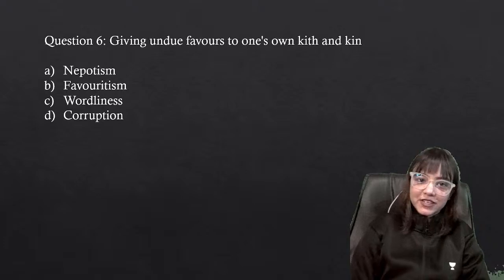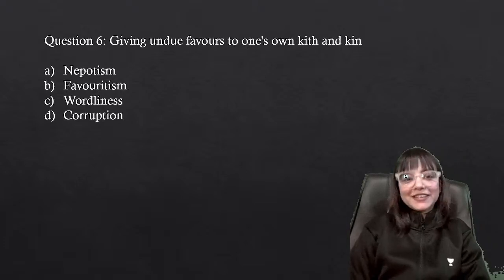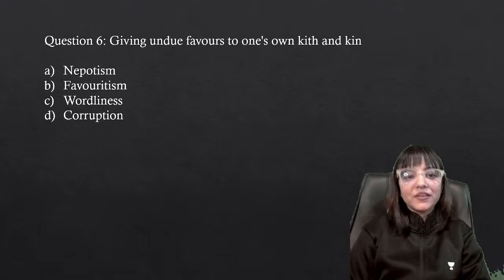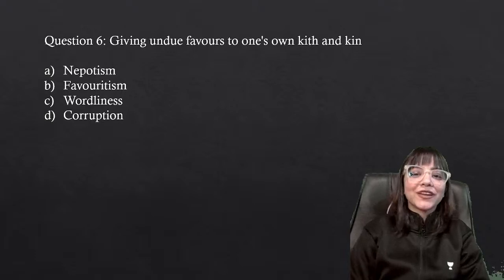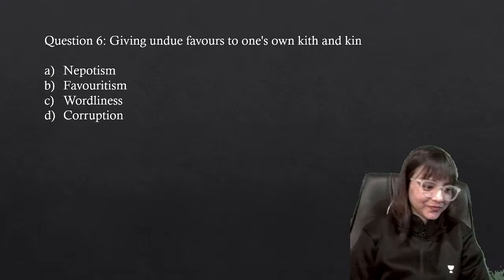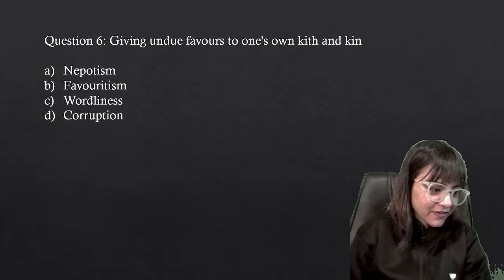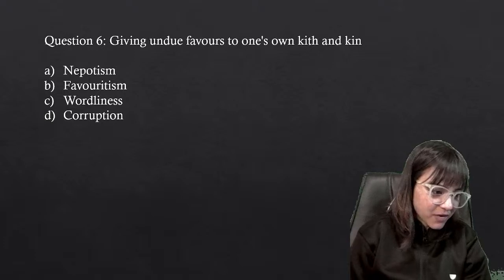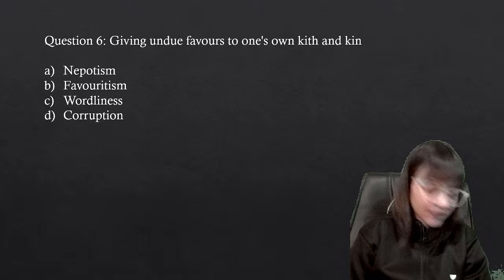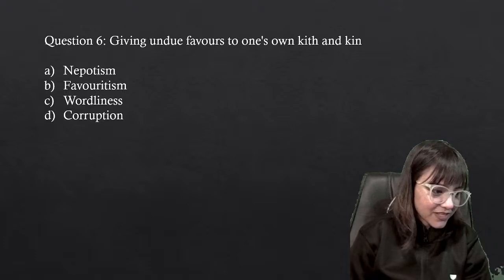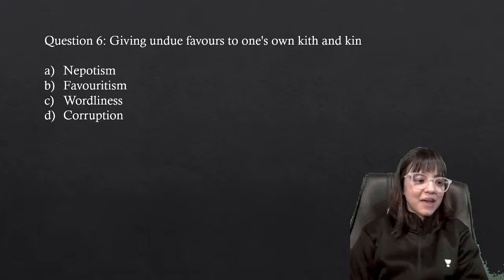कैसे नहीं सिखा रही हूँ, आई ऑलवेज टीच रूट वर्ड्स. Sixth one, this is something that everyone must be knowing: giving undue favors to one's own kith and kin. Bravo is the answer given by Rahi. Savi is also saying bravo. Now it's fine. Okay, sorry, alpha. Ravneet is saying alpha.